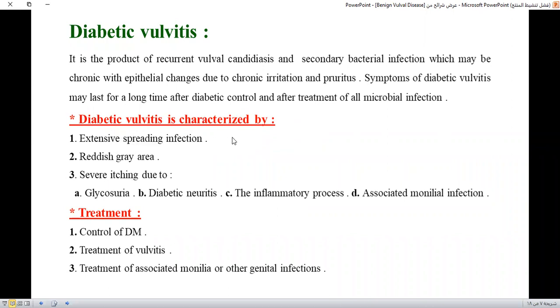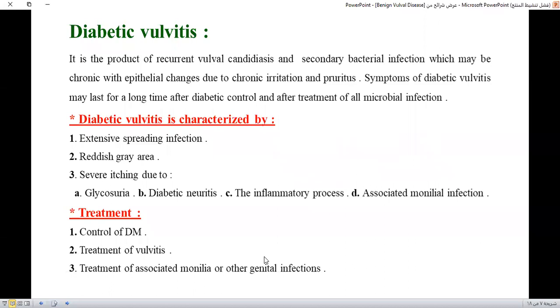Extensive spreading infection. We said here recurrent vulval candidiasis and secondary bacterial infection, so there will be extensive spreading infection. Reddish gray area, severe itching due to glucosuria, diabetic neuritis, inflammatory process associated with monilial infection. Treatment: control of diabetes, treatment of vulvitis, and treatment of monilia or other genital infections.